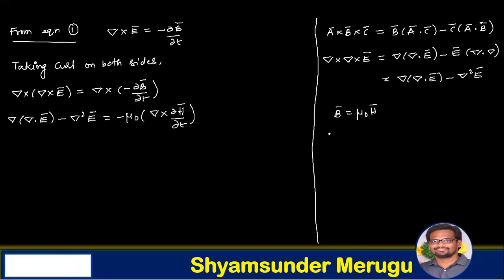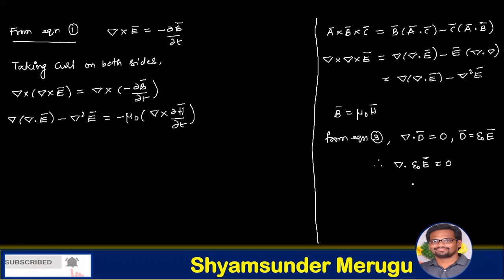Now we know that from equation 3, del dot D bar is equal to 0 and D bar is equal to epsilon naught E bar. Therefore del dot epsilon naught E bar is equal to 0, and del dot E bar is equal to 0 here. So this particular term becomes 0 and we are left with minus del square E bar, which is equal to minus mu naught del cross dou H bar over dou T here.